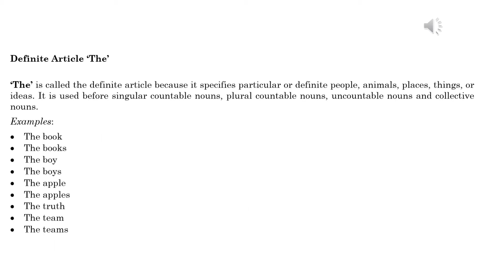Definite article, the. The is called the definite article because it specifies particular or definite people, animals, places, things, or ideas. It is used before singular countable nouns, plural countable nouns, uncountable nouns, and collective nouns. Examples: the book, the books, the boy, the boys, the apple, the apples, the truth, the team, the teams.